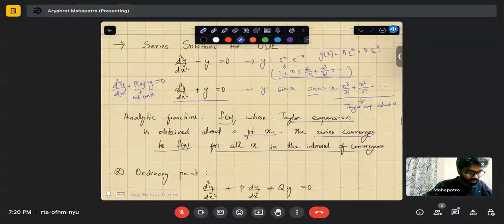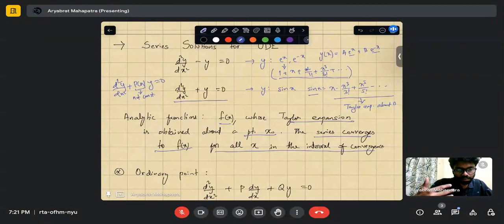So this is again like when you do Taylor series expansion for a given function, and when you see that the entire sum of that series actually is giving that function for every value of x, then that function will be your analytic function.